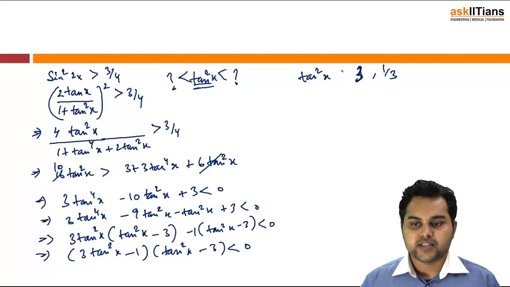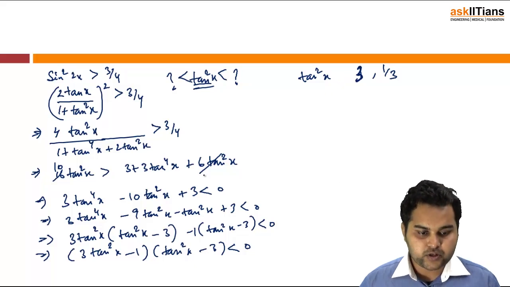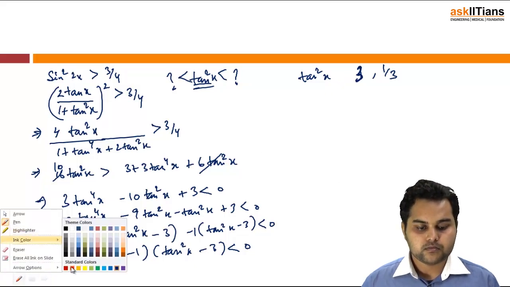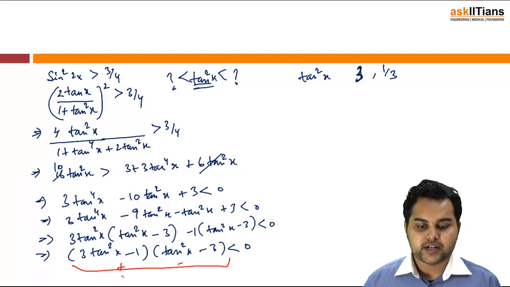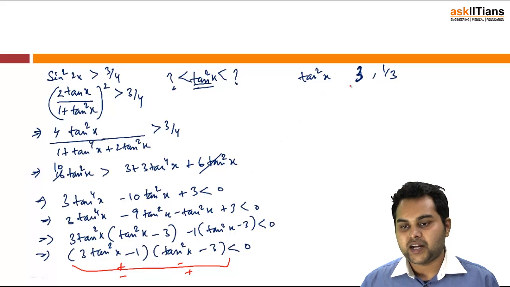So, this tan square has to be, as this value has to be less than 0, this value has to be less than 0. So either if one is positive, the other one would be negative, or one is negative, then the other one would be positive. So I'll take it from there itself. So I have two regions.